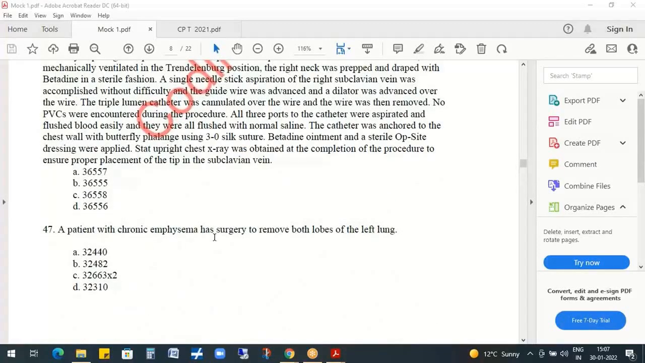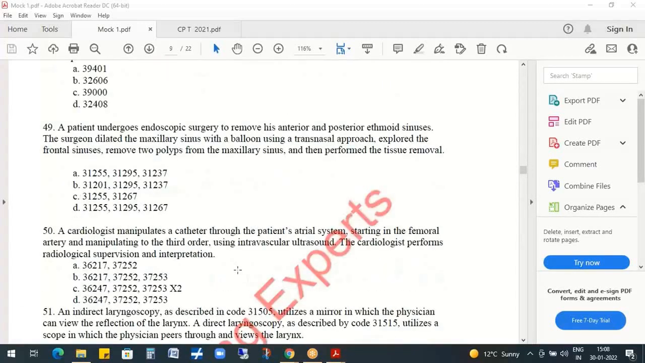47 question. Chronic emphysema. Yes, 47, sir. What's your doubt, Usha? Chronic emphysema has surgery to remove both lobes of the lungs, sir. Which portion of 32482, sir. See, on which side of the lung are they removing the two lobes? Left lung, sir. If on the left side, how many lobes are there? 2 lobes. If they are removing the 2 lobes, what have they done? Pneumonectomy. Next, up to 50.